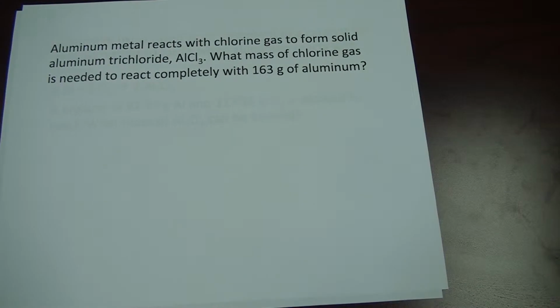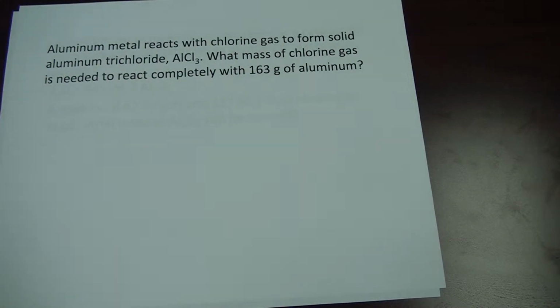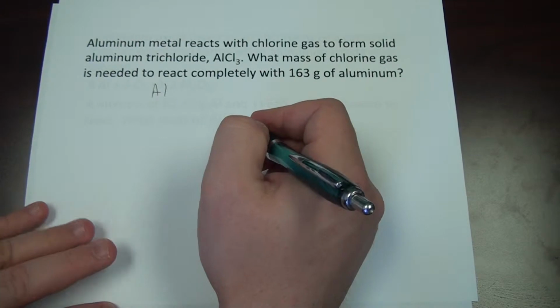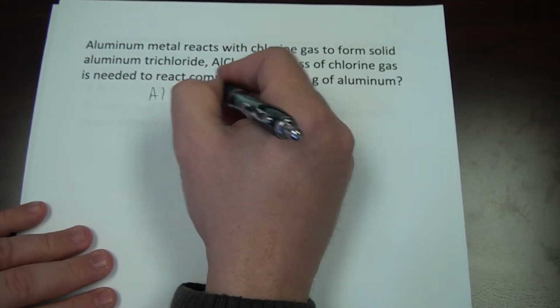Next one, aluminum metal reacts with chlorine gas to form solid aluminum trichloride, AlCl3. What mass of chlorine gas is needed to completely react with 163 grams of aluminum? So again, as always, let's start with a balanced chemical equation. We have aluminum reacting with chlorine gas.